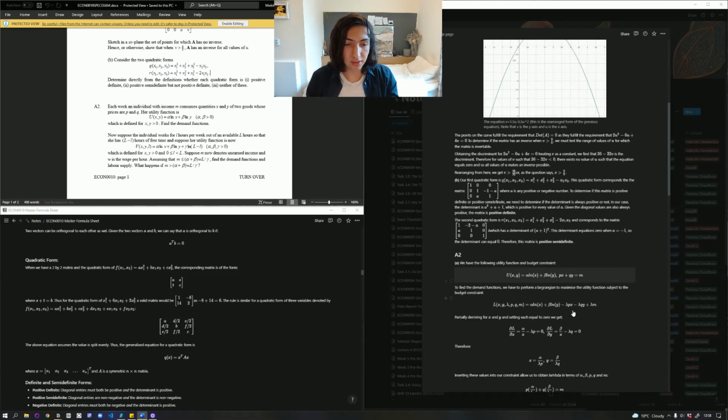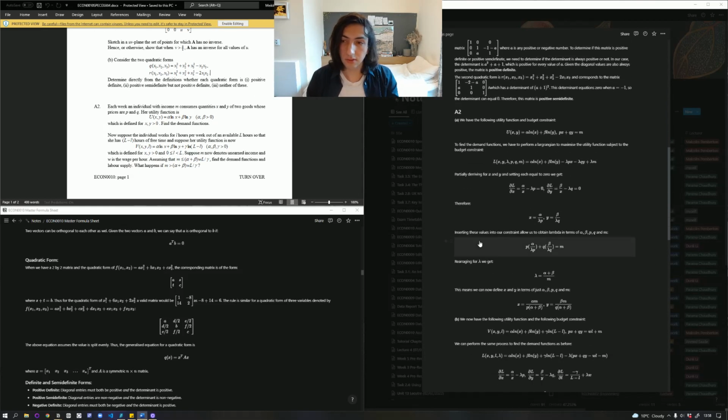So now for A2, I heard this one's trickier. To find the demand functions, what we generally do is a Lagrangian, okay? A Lagrangian is usually used when we're trying to find demand functions. Now, other people may have been persuaded to use Roy's identity, but there's no real way of getting this into an indirect utility function, so we have to keep it as this.